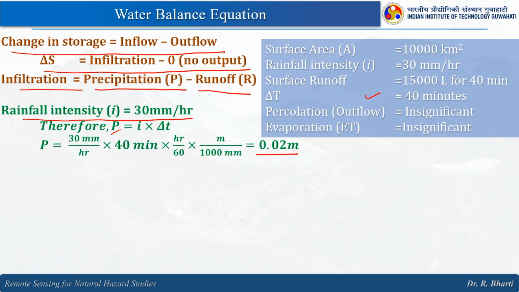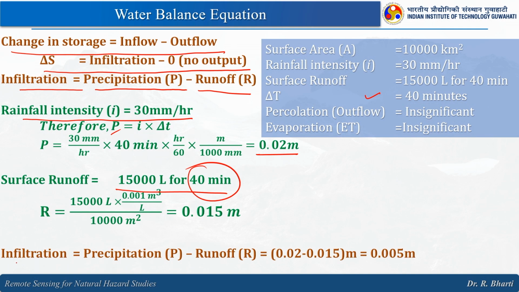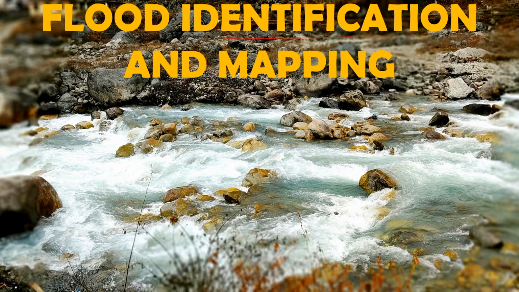So, this will become 0.02 meter and then surface runoff is given. So, you can also calculate, you can normalize this 40 minutes and then you have infiltration is equal to precipitation minus runoff and this is 0.005 meter, right. So, this is how we are utilizing the water balance equation to analyze the situation of our watershed. Now comes the flood identification and mapping.